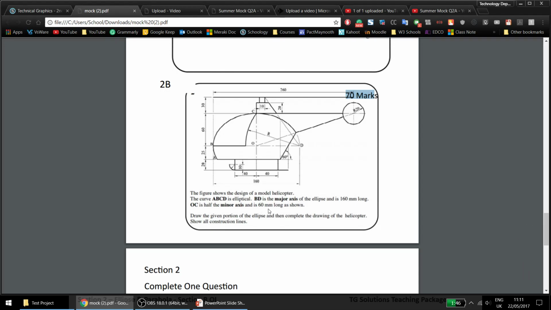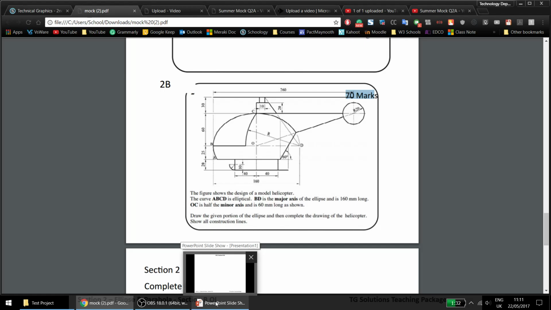So straight away you're going to see two major differences from the question above, which is 2A. One is that they give you all the measurements: 160 by 60 are the measurements you need to draw this ellipse. The second key difference is that there is no parabola in this question. There's no parabola anywhere to be seen. So that's the difference between higher and ordinary level questions.